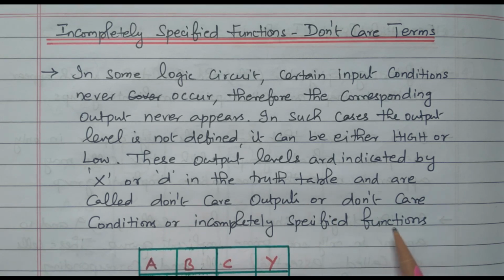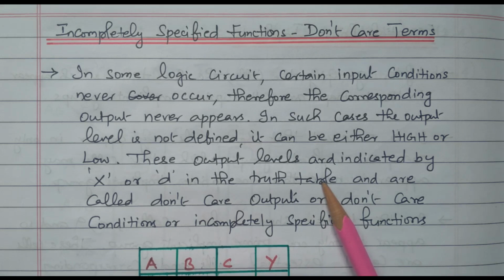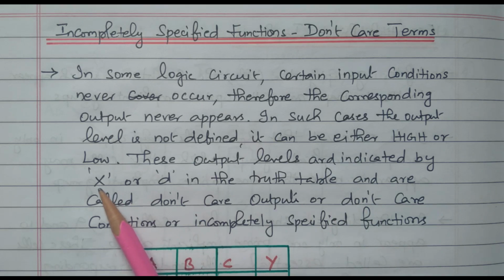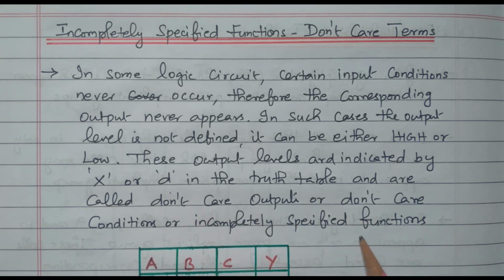So while designing the logic circuit, certain inputs are not specified. It may be high or low. That will not affect the circuit output. In such cases, the functions are marked as either X or D. X means it may be either 0 or 1. D indicates don't care condition. These terms are called don't care output, don't care condition or incompletely specified function.